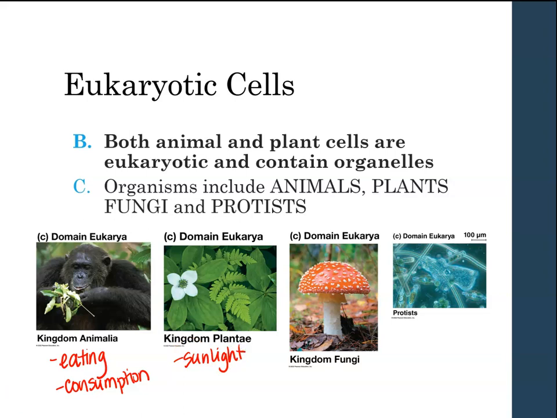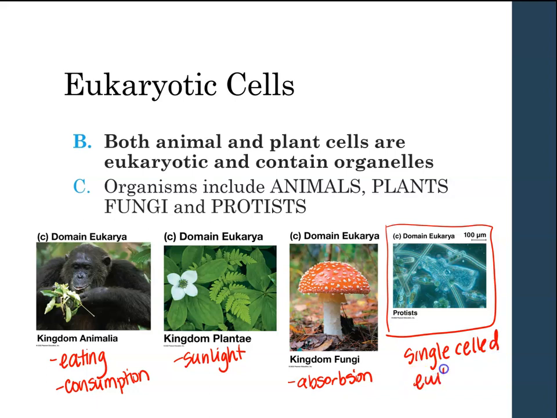So plants absorb sunlight energy and then they convert it into a usable form. The fungi kingdom, or the fungi group, gets their nutrients by absorption. So they absorb it from the soil around them. The protists are kind of a special group. They're not actually their own branch or their own group within eukarya. Protists are single-celled eukaryotes that belong to all three of these other domains.